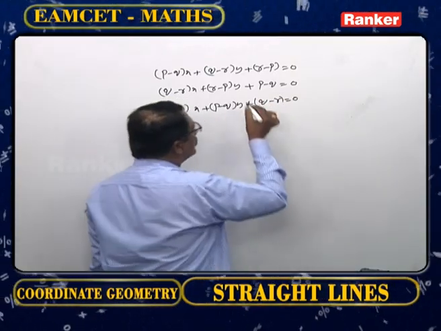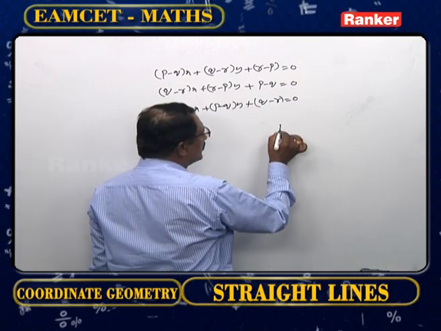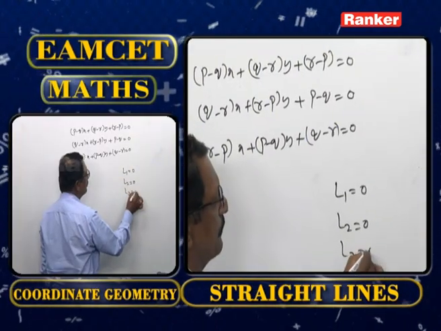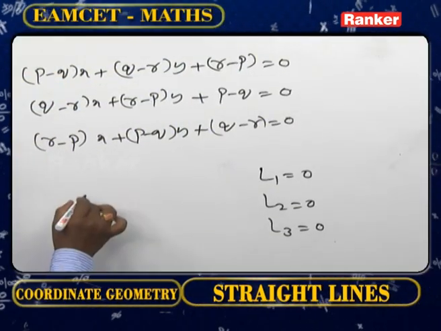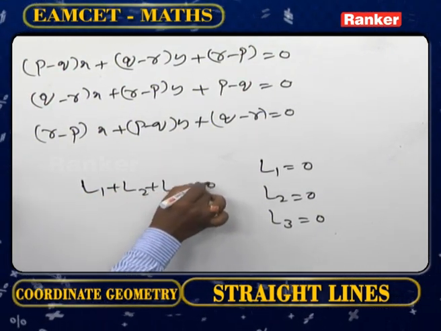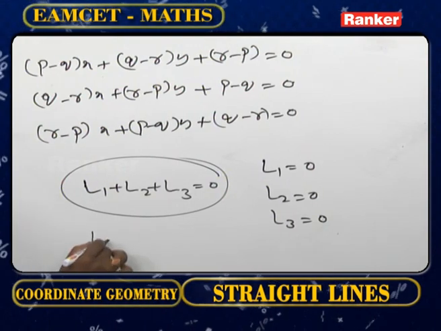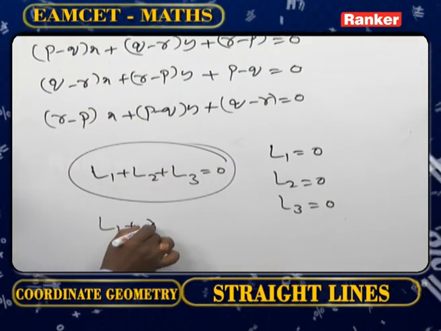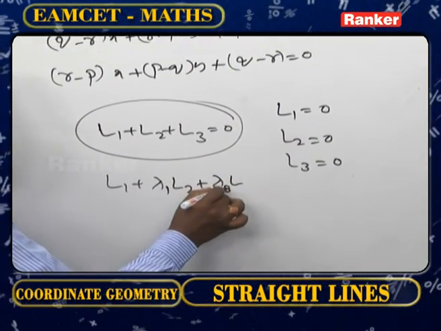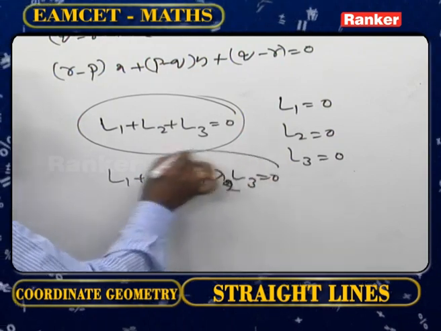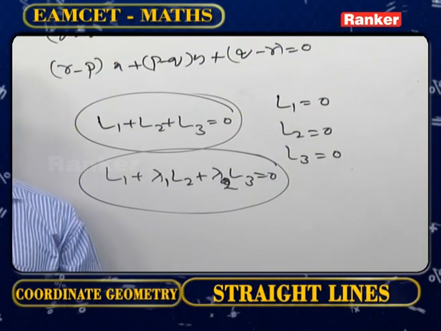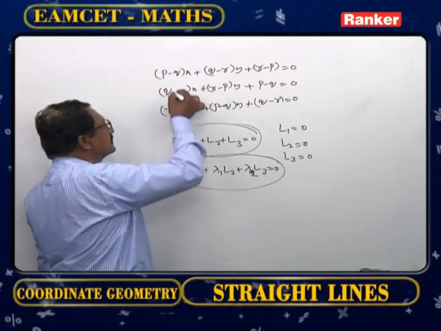Now observe it. Suppose there are three lines: L1 equals 0, L2 equals 0, L3 equals 0. If L1 plus L2 plus L3, just adding the three lines, or L1 plus some constant lambda 2 into L2 plus some lambda 3 into L3 equals 0, if this condition is satisfied, then compulsorily the three lines are concurrent.